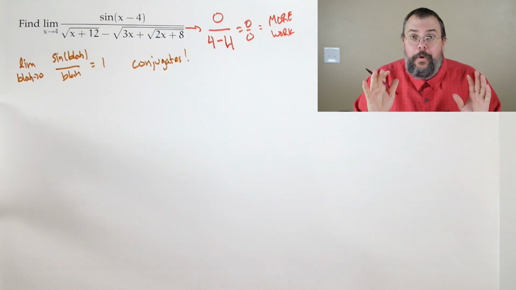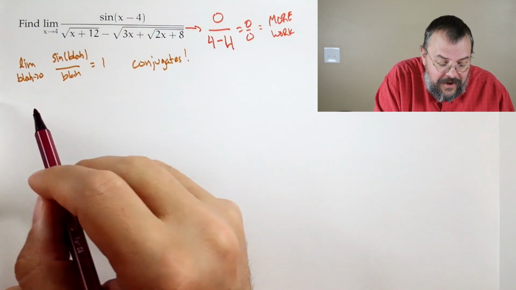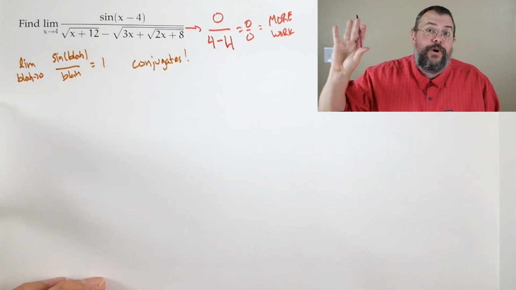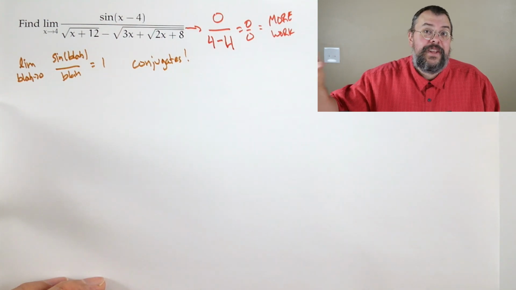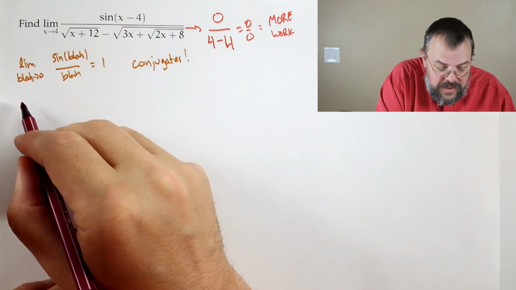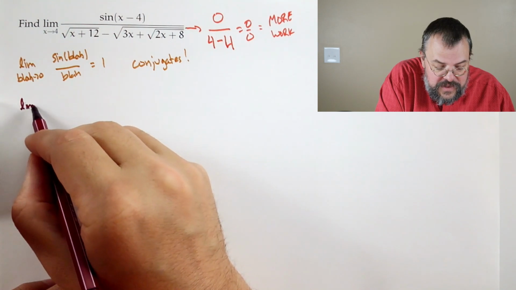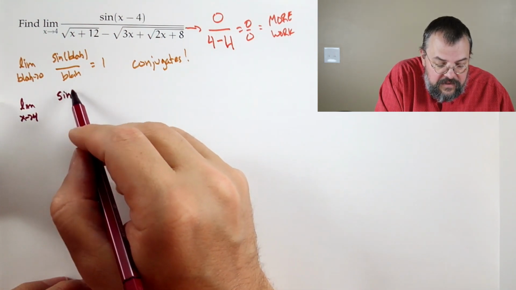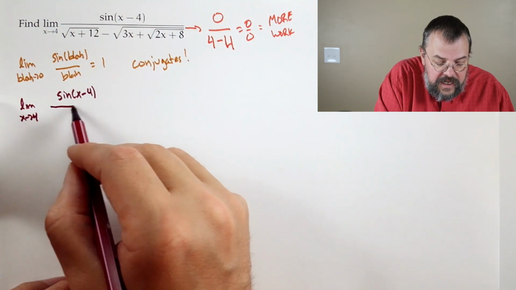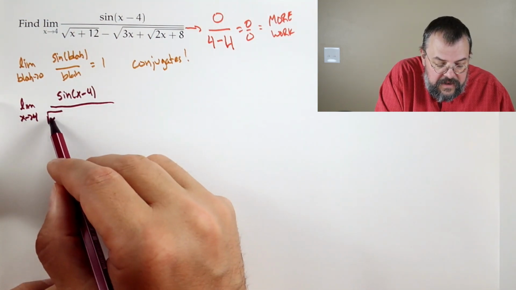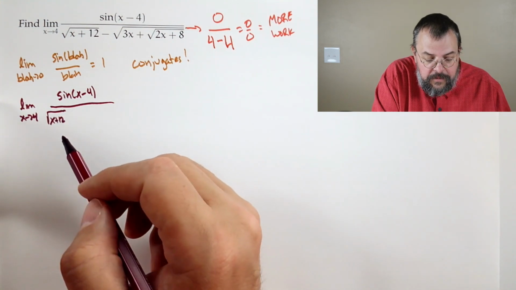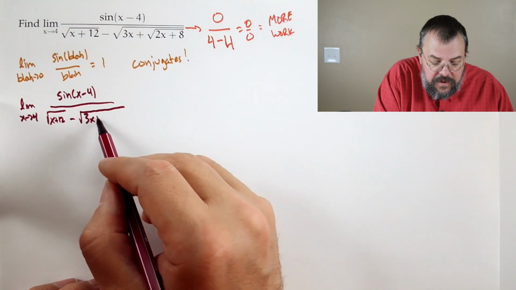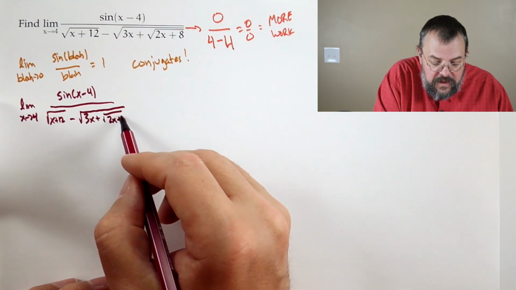Okay, so let's work our way carefully. Right now, there's not much I can do with this sine blah over blah, so I'm going to hold off on that for a little bit and come back to it later on. I'm going to focus on the square roots first. So limit as x approaches 4, I have the sine of x minus 4 upstairs, and then I have the square root of x plus 12 minus the square root of 3x plus the square root of 2x plus 8.